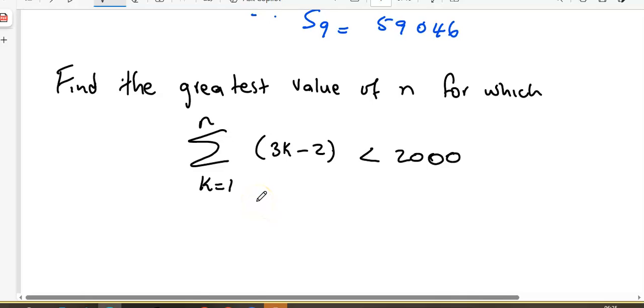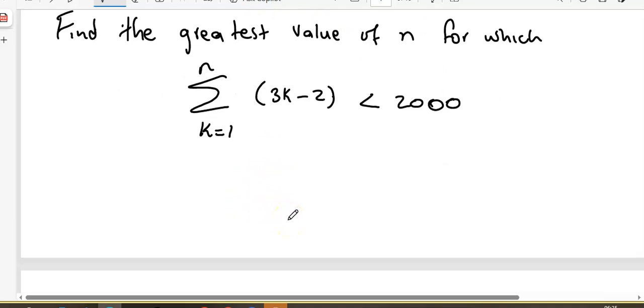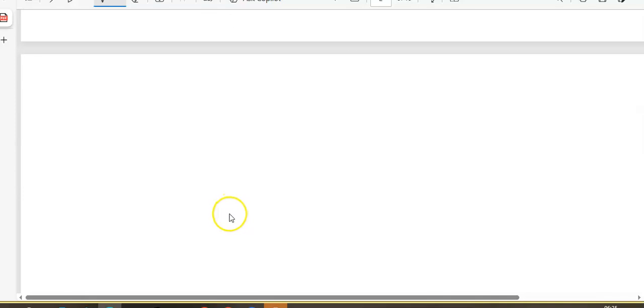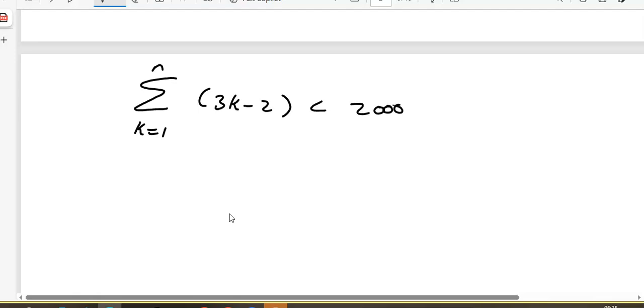First thing first, we know what we have to do. Let's work with the left-hand side first. You understand? On the left-hand side, I see a sigma notation. So I think it's best if we rewrite our equation down here and say we are looking for the sum of n where k is equal to 1, for 3k minus 2 less than 2000.